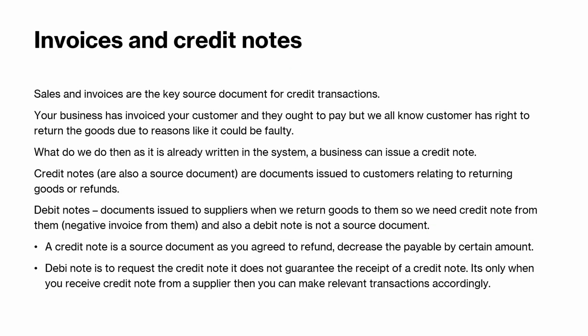And invoices and credit notes. Sales invoices are the key source documents for credit transactions. Your business has invoiced your customer and they ought to pay it, but we all know the customer has a right to return the goods due to reasons like it could be faulty. What do we do then if it's already written off in the system? A business can issue a credit note. A credit note is a source document, and on the other hand, remember, a debit note is not a source document.